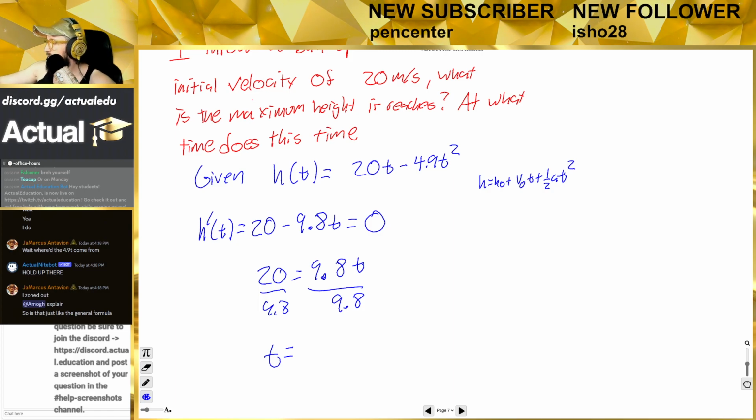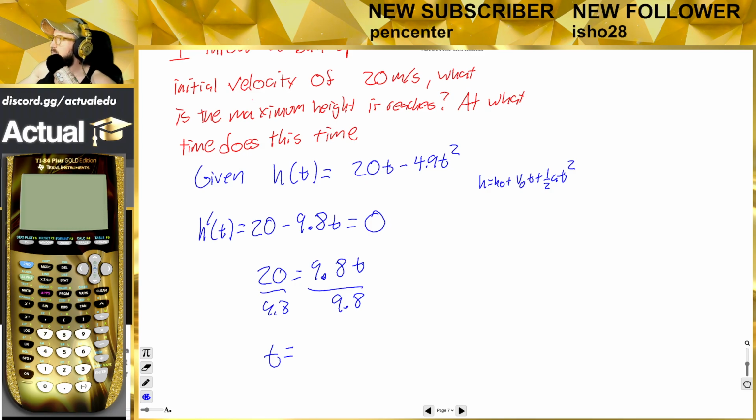2.04. Is that what it is? Where's my calculator? 2.04. I trust you. 2.04 when you round it. Yeah, 2.04. Sure, we'll take that. Okay, so t equals 2.04 seconds.